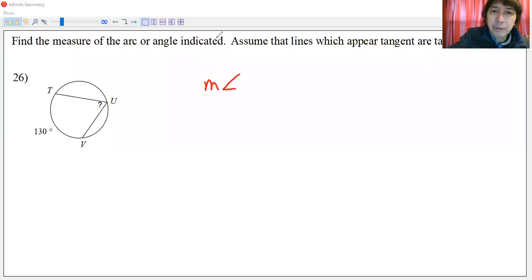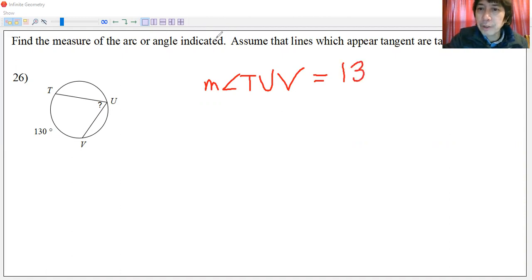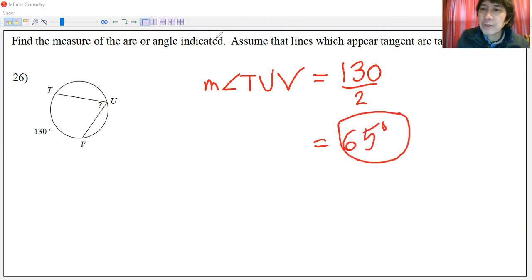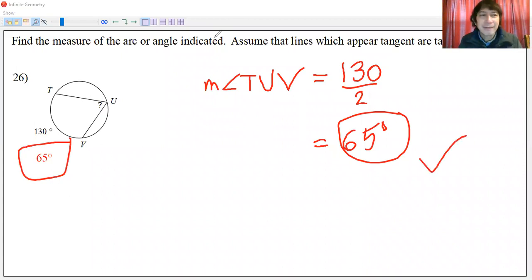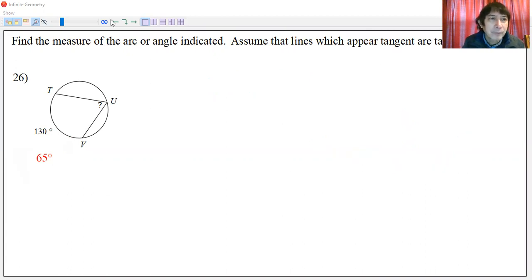the angle TUV is equal to 1/2 of the arc. That is 130 divided by 2. Our answer must be 65 degrees. That's the answer. Check and verify. There. All right, so this is correct. Proceed to number 27.